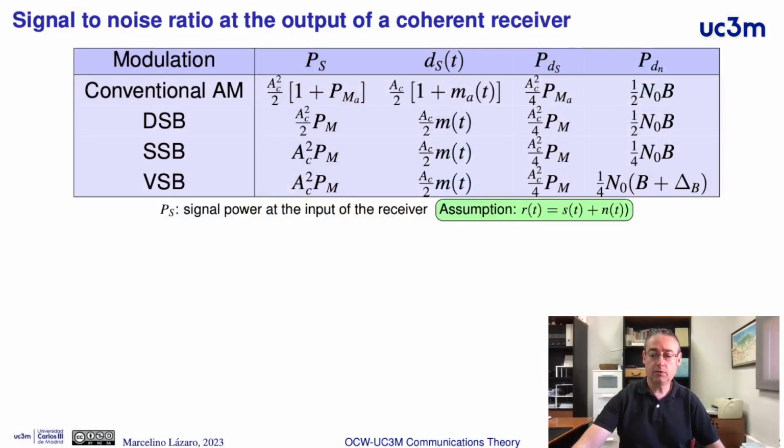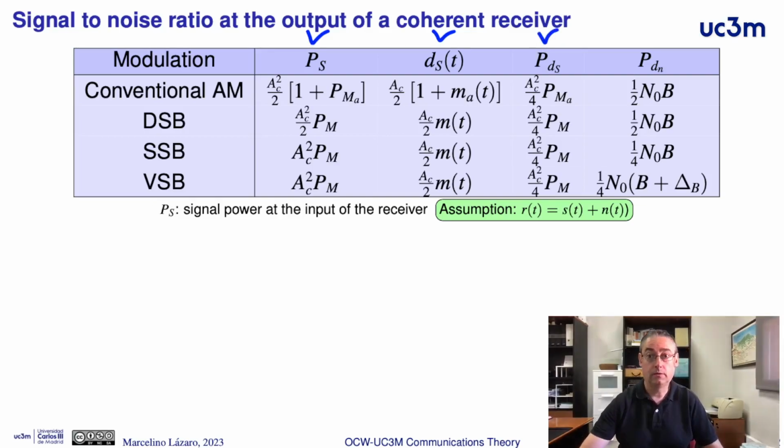In this video, we will analyze the signal-to-noise ratio that we have at the output of a coherent receiver for different amplitude modulations. In this table, in the first column, we have the power of the modulated signals for different amplitude modulations, for the conventional AM, the double sideband, the single sideband, and the vestigial sideband modulations. In the second column, we have the expression of the signal component at the output of a coherent receiver.